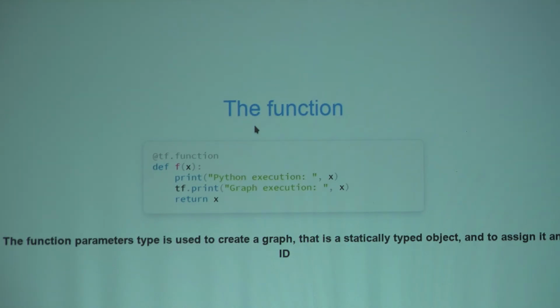So this is the function we are going to implement. As you can see, it's just a function that takes a parameter x and returns the same parameter x. So this is the identity function with, of course, the two statements for the debugging of the Python execution and of the graph-only execution. So the Python execution is the first print and the graph-only execution is the second tf print.